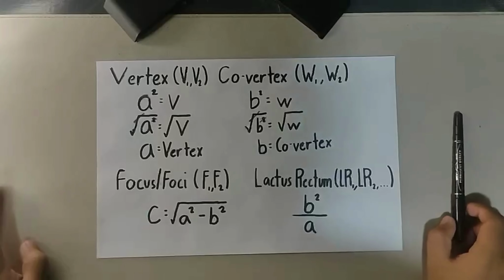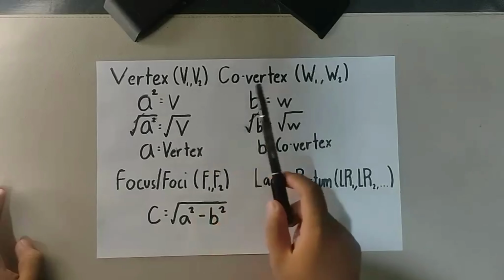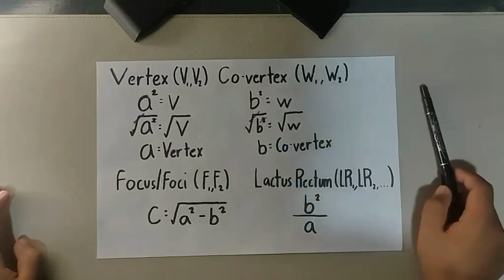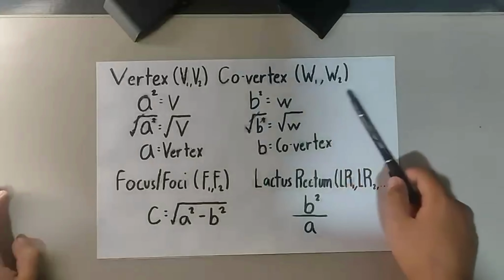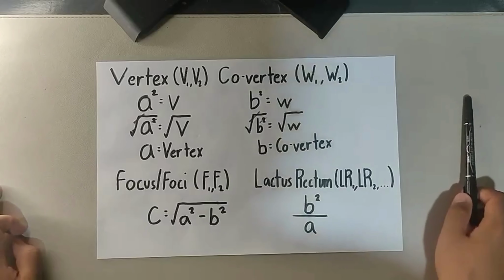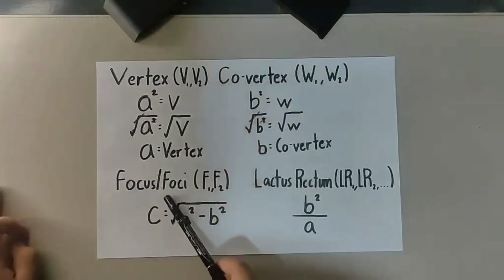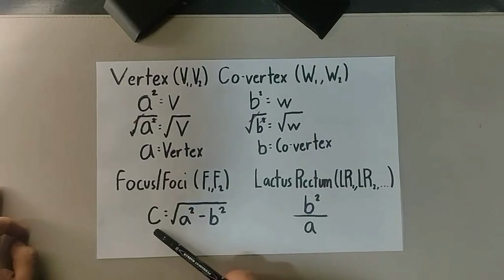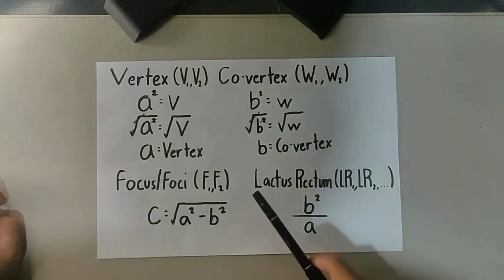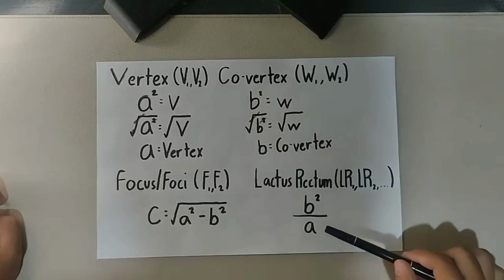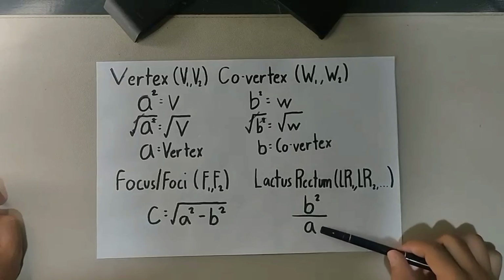Step 2 is solving for your vertex, co-vertex, foci, and latus rectum. In solving for your vertex and co-vertex, all you need to do is square root the given values. For foci, we have to square root the difference of a squared and b squared. And lastly, for our latus rectum, we have to follow this equation, b squared over a.